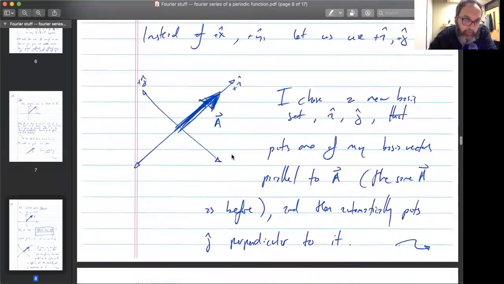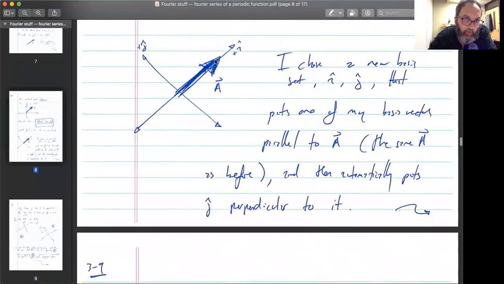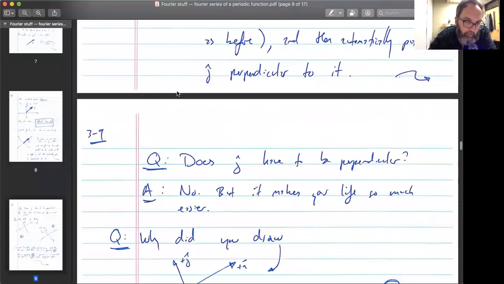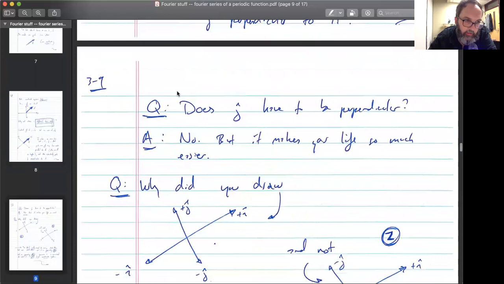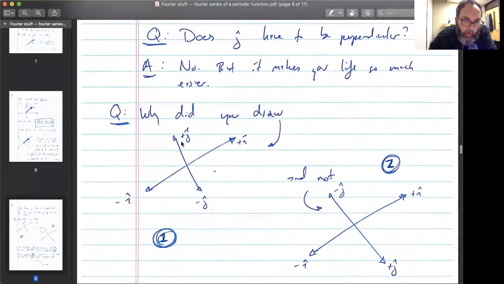So that helps me. Here's a question. Do these two things have to be perpendicular? Do they have to be orthogonal? And the answer is no, but it'll make your life so much easier that you rarely bother to set up non-orthogonal basis vectors here. Okay, why did I draw it like this? So my plus i was in this direction. Why did I draw plus j in that direction and not plus i and minus j? Why did I do that?